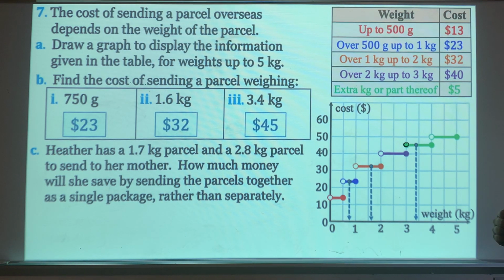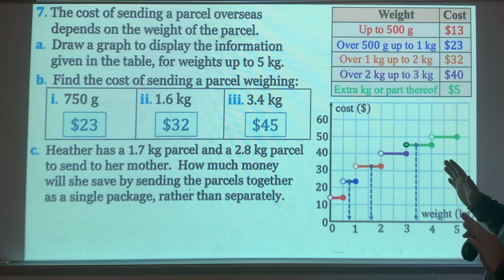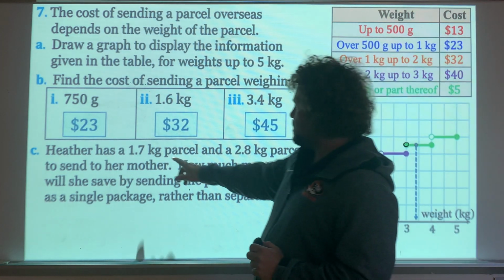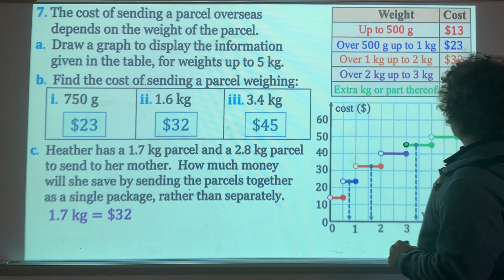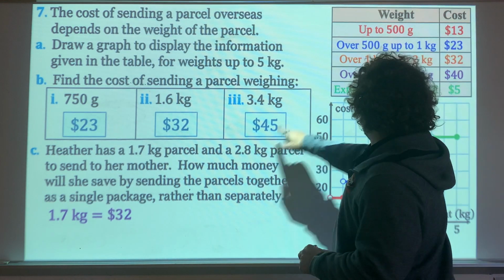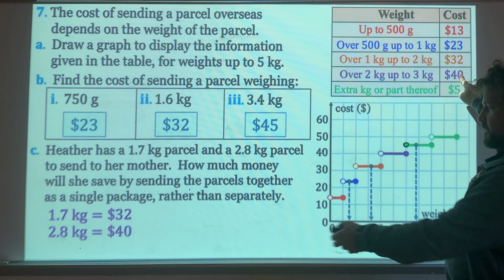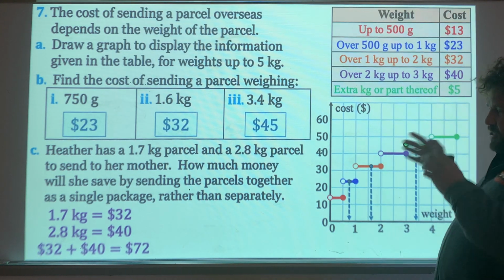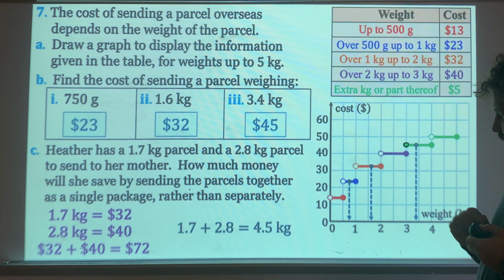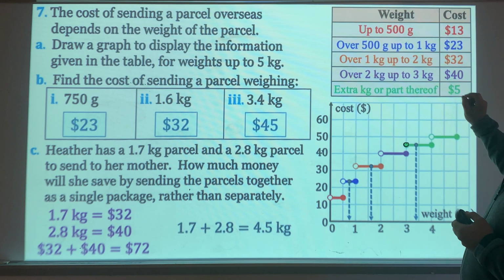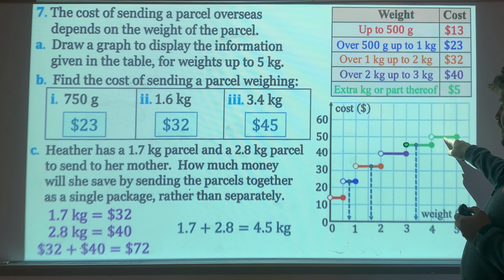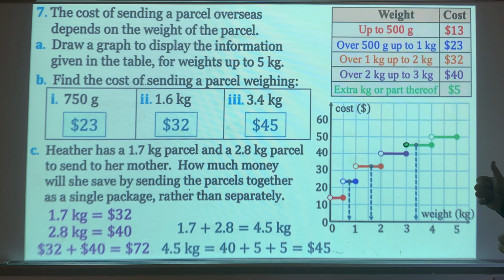Heather has a 1.7 kilogram parcel and a 2.8 kilogram parcel to send to her mother. How much money will she save by sending these parcels together as one package? All right, so let's start. 1.7 kilograms costs $32. 2.8 is $40. Together they cost $72. Say she sent them together. 1.7 plus 2.8 is 4.5 kilograms. All right? So 3 to 4 is 45, and then if you add 5 more, that's 50.